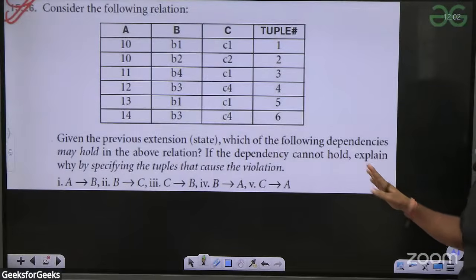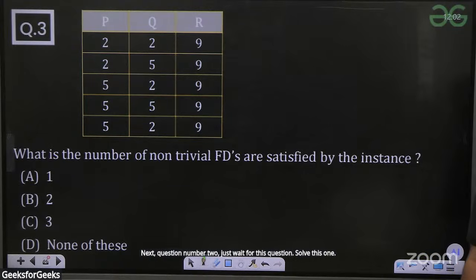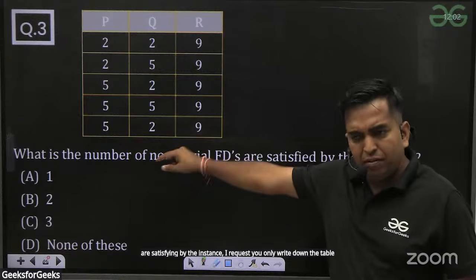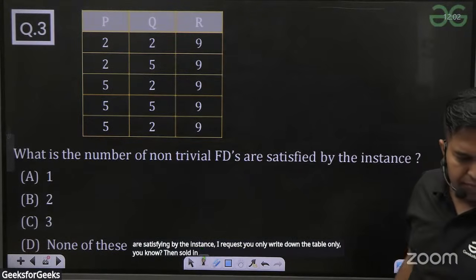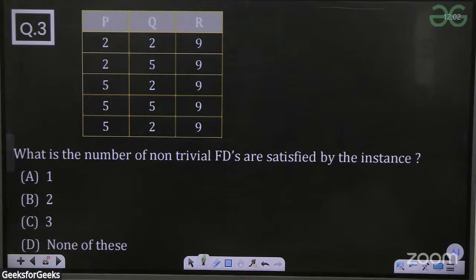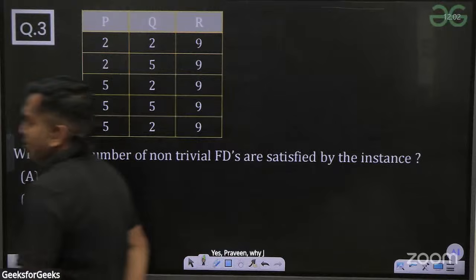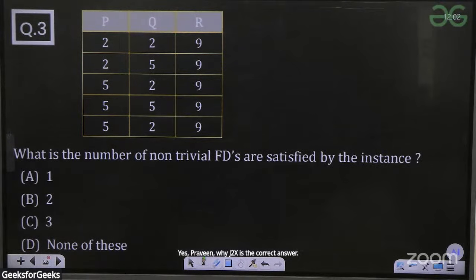Next, question number 2. Just wait for this question. Solve this one. What is the number of non-trivial FDs satisfied by the instance? I request you to write down the table only, then solve in your notebook. Yes, Praveen, YZ to X is the correct answer for the previous question.